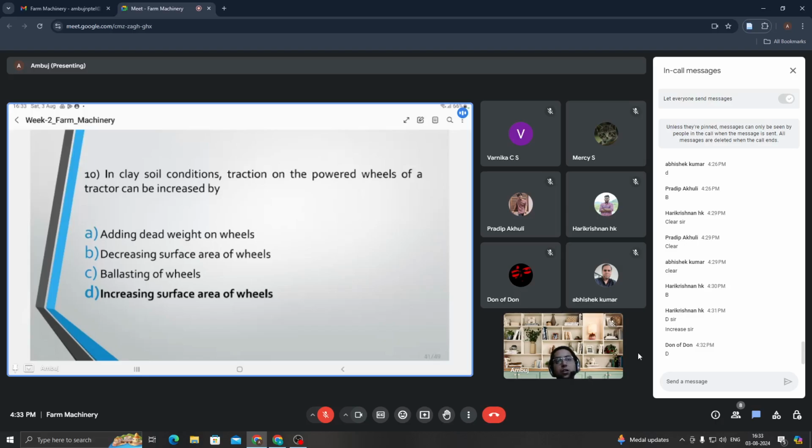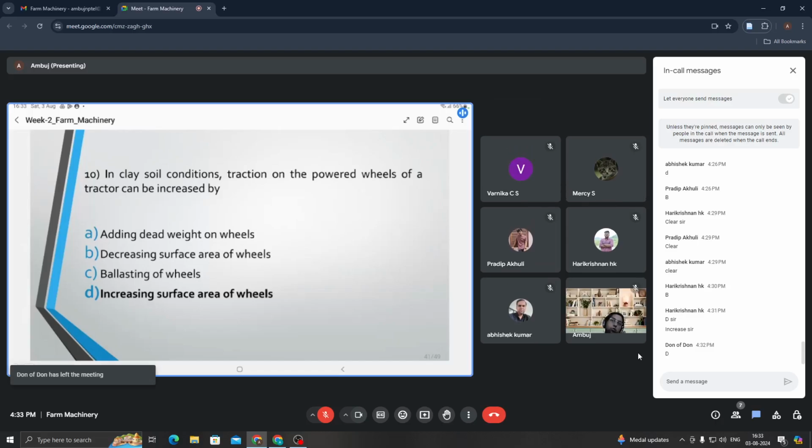Yes, ballasting can be an option, but two types of ballasting are there. One is by increasing the surface area of the wheels. That would be appropriate in case of clay soil conditions, because sinkage would not be there. The other is increasing the dead weight on the wheels. Increasing surface area would increase the traction, but adding dead weight on the wheels will not increase the traction. So my option would be increasing the surface area of the wheels.